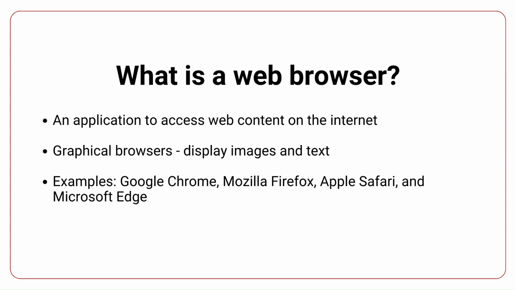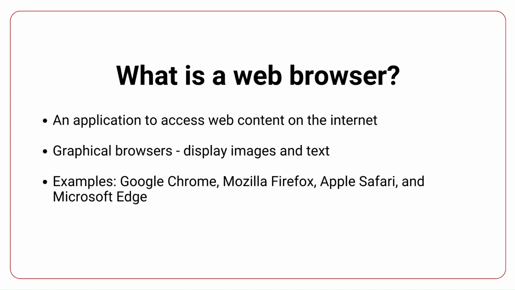The first web browser created was a text browser, meaning it displays only text. So no images, no videos, no multimedia, just plain text. Many browsers have been created over the years since that first text browser, and more recently, we have graphical browsers, which means images and videos can be displayed as well as text. Some common web browsers include Google Chrome, Mozilla Firefox, Apple Safari, and Microsoft Edge.